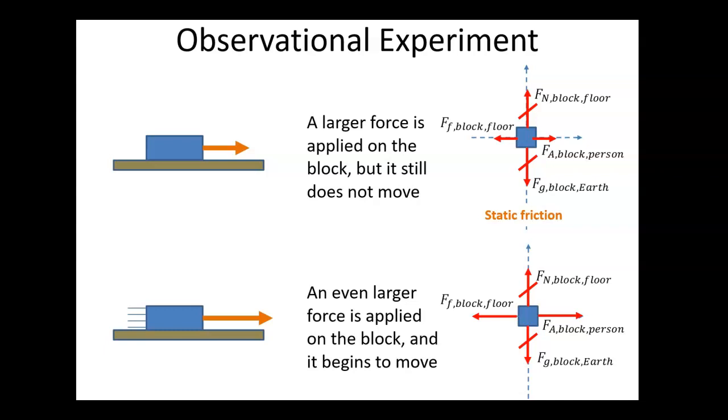Okay, and then the final scenario, let's apply an even bigger force to this block. And now the block does begin to move. The block is sliding to the right. So now we have a situation where the applied force is large enough to overcome friction, and there is still friction that is opposing the motion as the block slides against the floor, but now we would call this a kinetic friction force because the block is in motion.